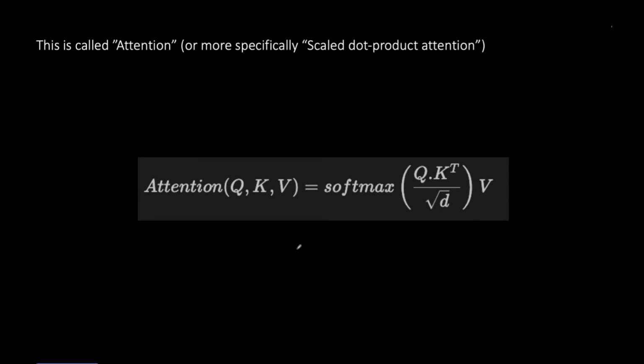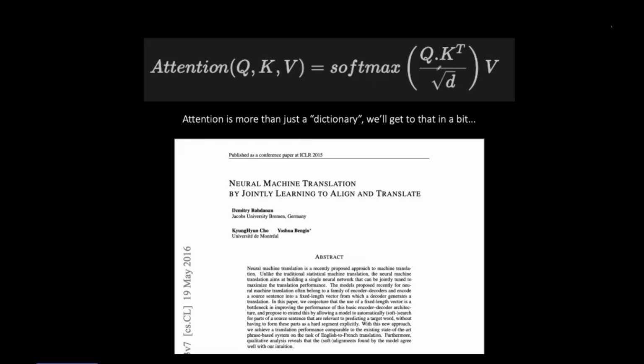So this is what is called an attention mechanism. More specifically, this is scaled dot product attention, scaled because of the square root of D, and dot product because this is a dot product. This is what is often simply called attention. You're going to see this mechanism in several papers, but this is a bit of a simplification of what attention does.